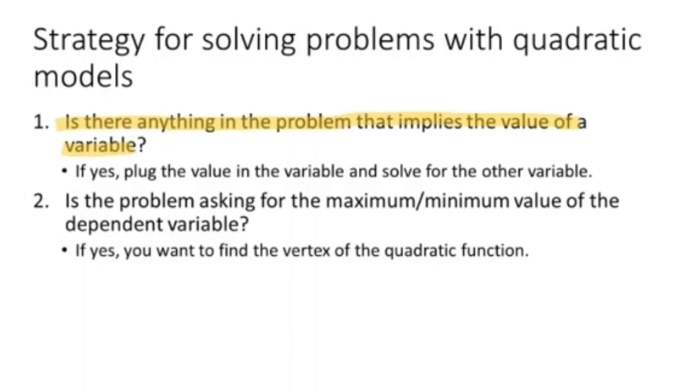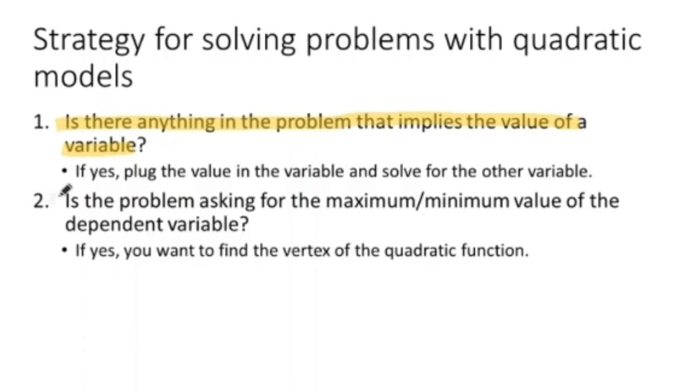Now, depending on the situation, the verbiage may change. For example, if it's a problem involving height, we may want to look for terms like, what is the initial height? In that case, that tells us time is 0. Or they may want to know when the object hits the ground, in which case the height is 0. Or in area problems, they may tell us a specific area we want dimensions for. It does vary depending on the verbiage.